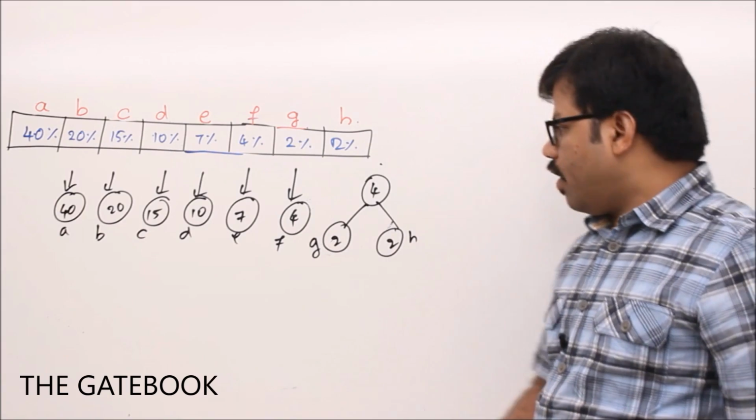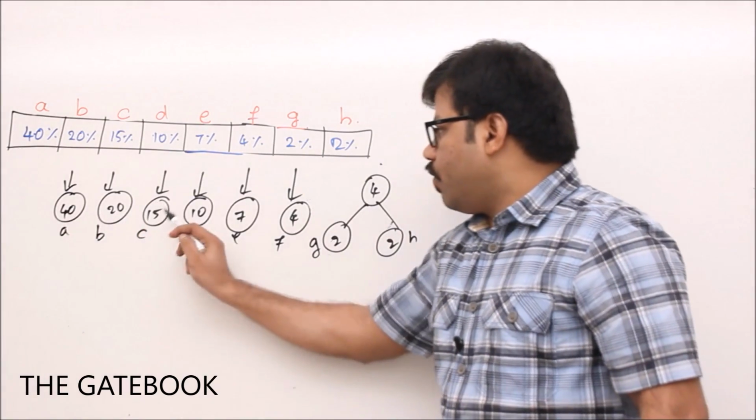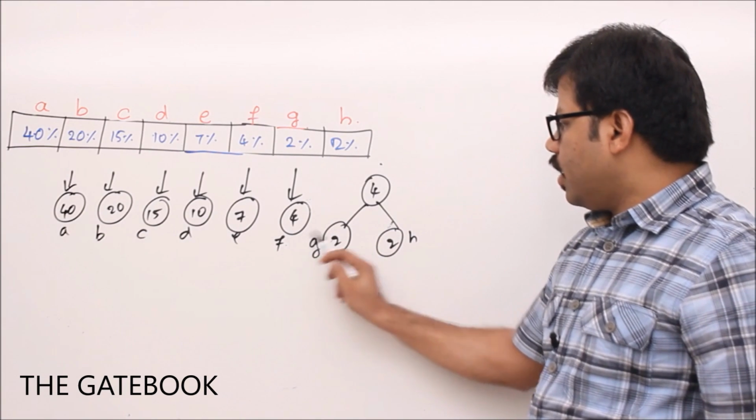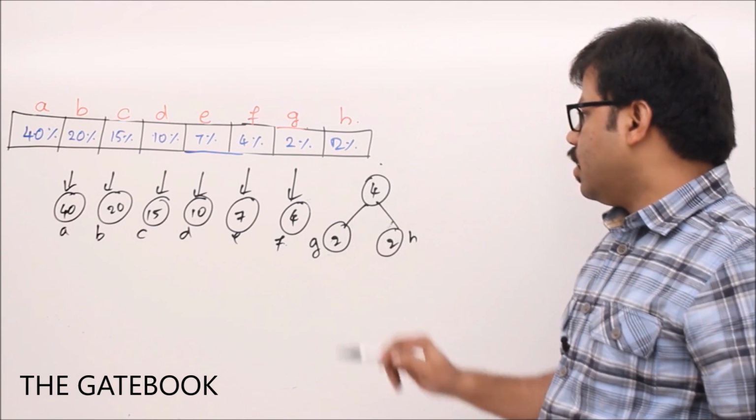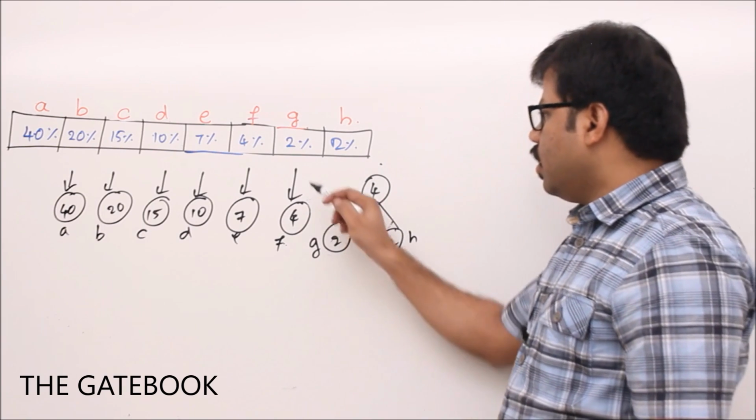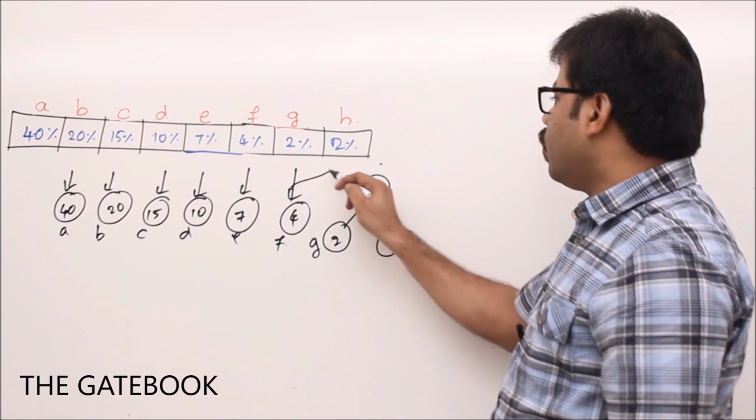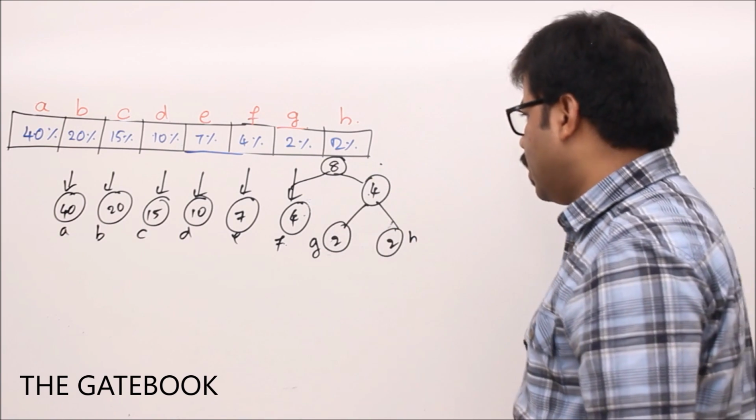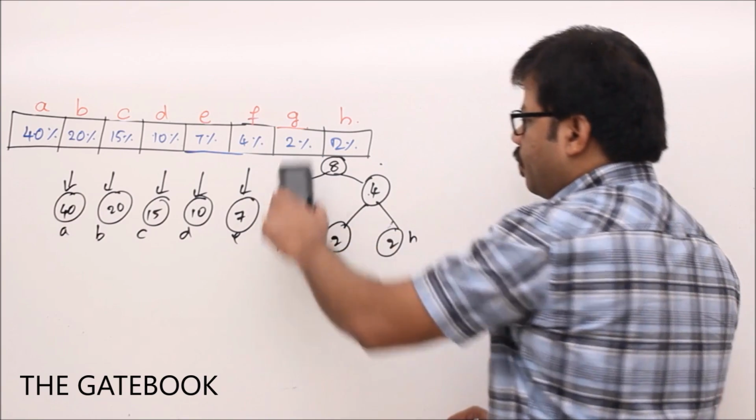Next we have 40, 20, 15, 10, 7, 4, 4. The top two minimum are this one and this one. This is F; this one is a tree, which is neither G nor H. If I merge these two, you get a new node with 4 plus 4, 8. So this is a merging, and this is a tree now.